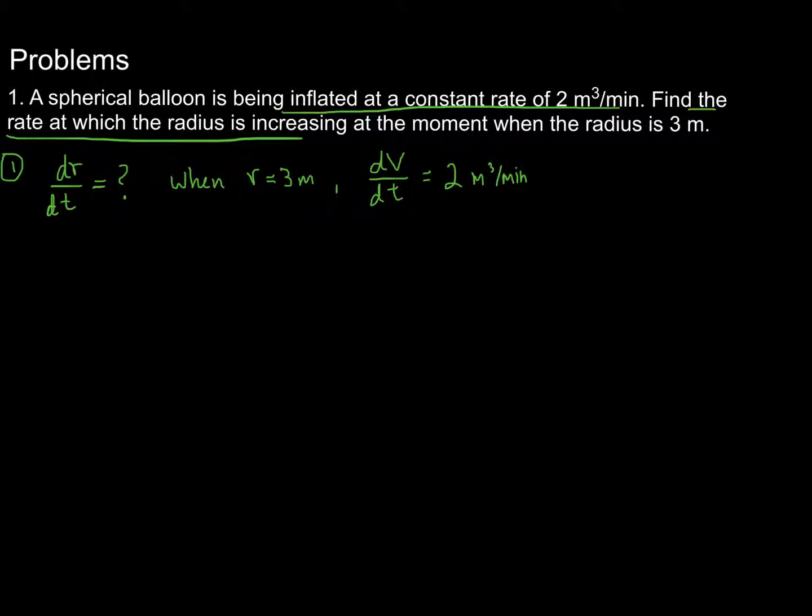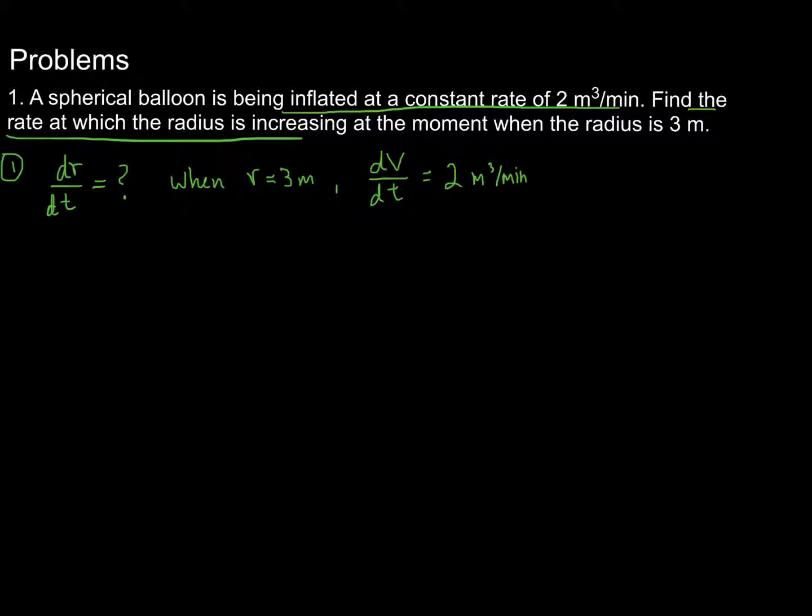Okay, so step one is easy enough. I think the trickiest part is recognizing the first piece of information they give you, which is that the spherical balloon is inflated at a constant rate of 2 cubic meters per minute. This is a volume, and you can tell that because of the cubic dimension here. 2 cubic meters means you're dealing with a volume. And so this is a constant rate. So dV/dt, the rate at which the volume is increasing with respect to time, is always 2 cubic meters per minute.